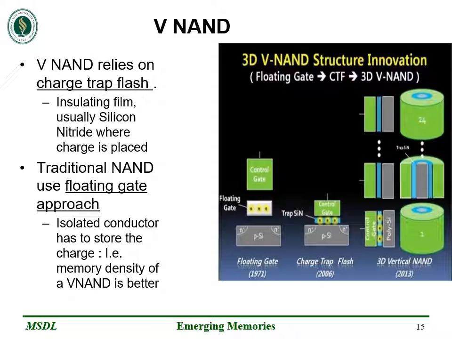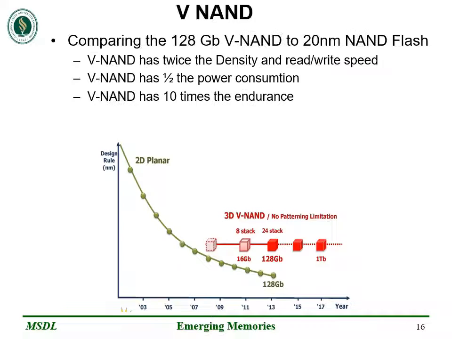Vertical NAND relies on charge-trap flash. This is an insulating film using silicon nitride where the charge is placed. Traditional NANDs use the floating gate approach, where an insulated conductor stores the charge. The memory density is 3.5 times better than the normal NAND model. As you can see, the graph shows us a 2D planar view evolving into a 3D vertical NAND.